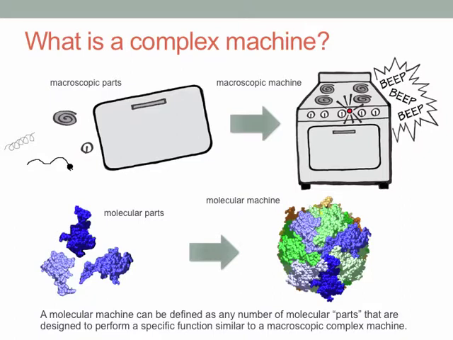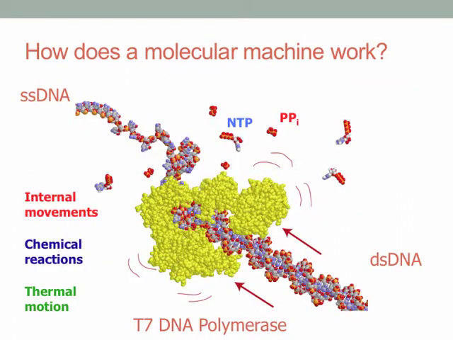And much in the same way, a molecular machine is made of separate individual molecular parts. Okay, so a molecular machine is actually more like a complex macroscopic machine. A molecular machine can be defined as any number of molecular parts that are designed to perform a specific function, and very similar to a macroscopic complex machine. Okay, so let's take a close look at one such molecular machine, the T7 DNA polymerase.